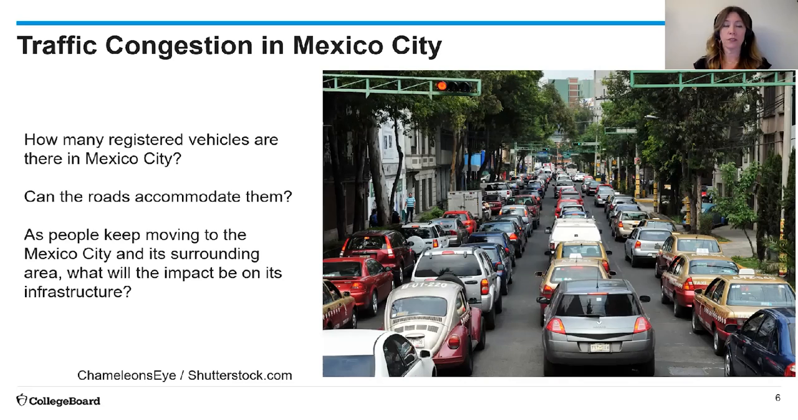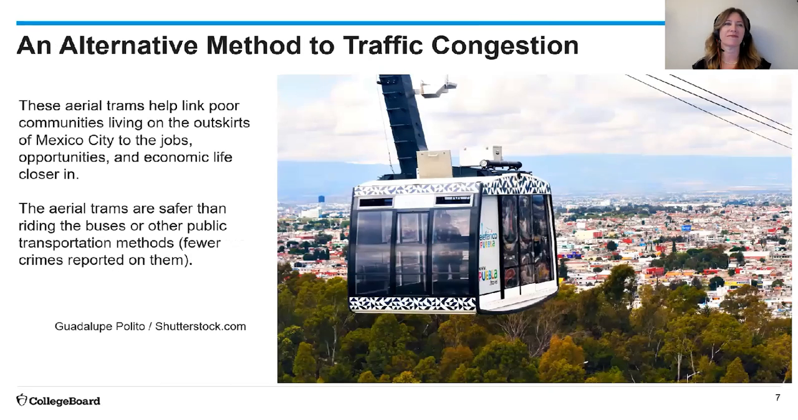So let's look at what some areas of Mexico City are doing to combat some of this traffic congestion. They're traveling by aerial trams. And so these aerial trams, which are kind of like a gondola in the air, help link poor communities living on the outskirts of Mexico City to the jobs, opportunities, and economic life that's a little bit closer in.